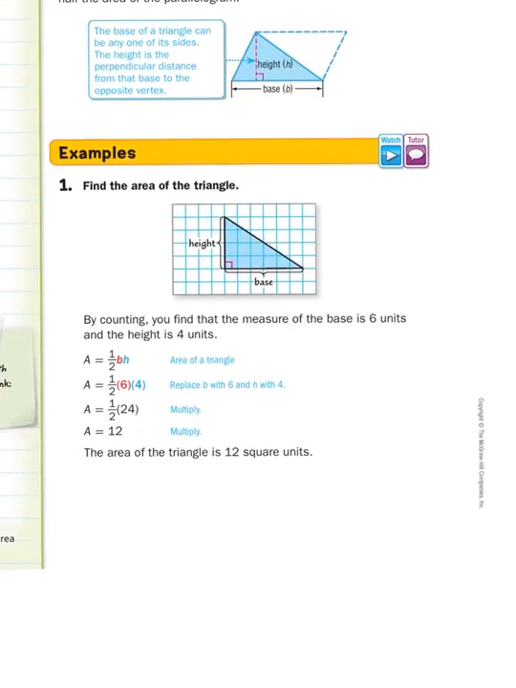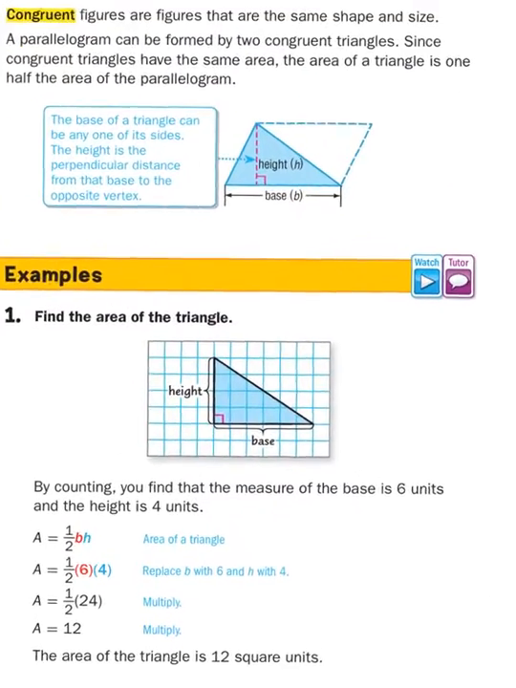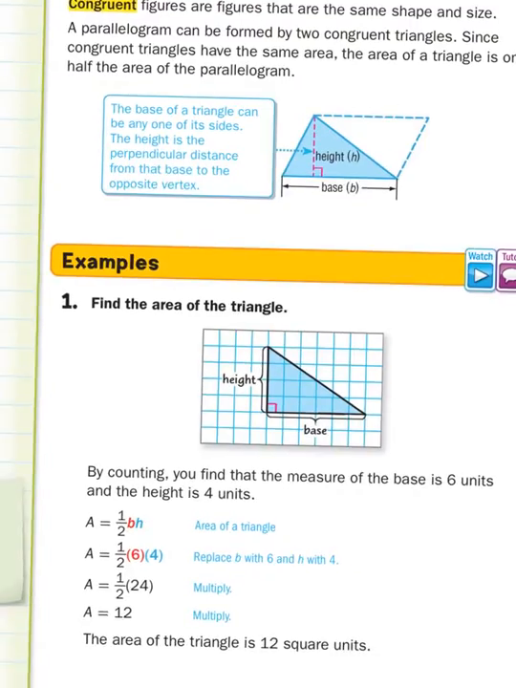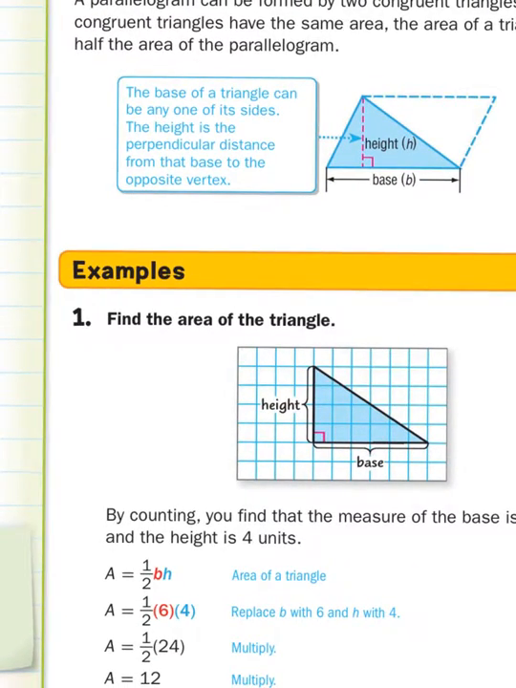So let's go down to example 1. In example 1, it says find the area of the triangle. So just like when we did parallelograms, you are going to have to write the formula, substitute, and solve. Now this one is done below, but I'm just going to go through the steps so you see it. So we have to first write the formula, and the formula for area of a triangle is half times base times height. And then we're going to substitute the dimensions in.